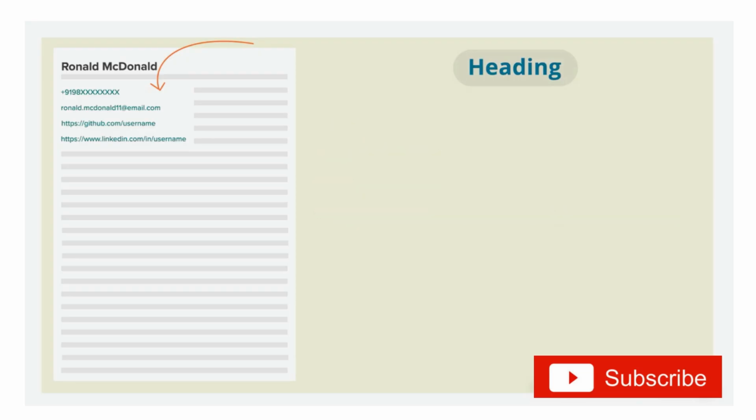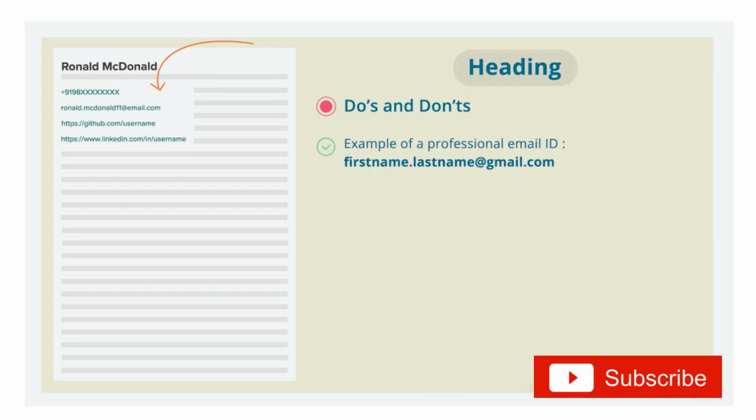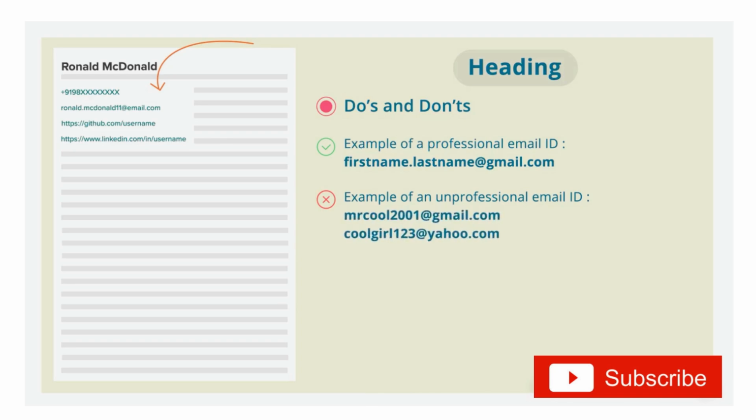Now, what are the things you should keep in mind while making the heading section of your resume? First thing, you should always use a professional email ID such as firstname.lastname@gmail.com. It looks professional and creates a good impression. So, what is an example of an unprofessional email ID? Something like this or this.